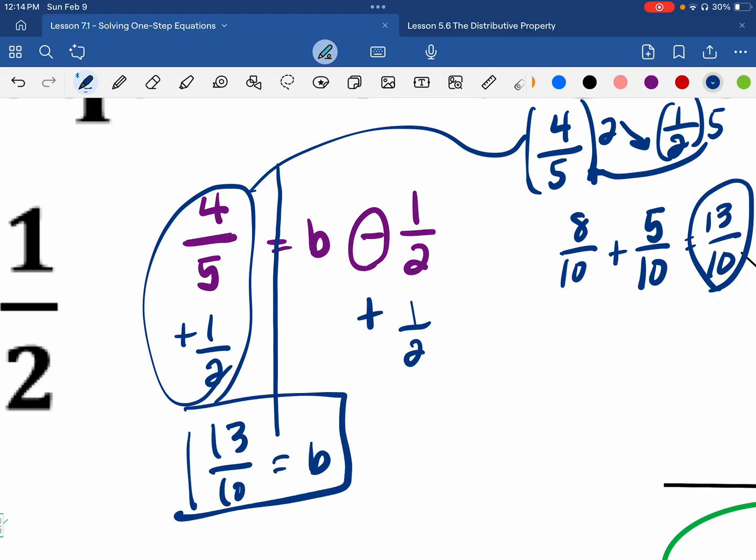Remember, if you want to leave it as an improper fraction, as we call this, that's a completely acceptable answer. If you do like yours to be in a mixed number, how many 10s are there in 13? There's 1 10 in there, and then we have 3 left over.